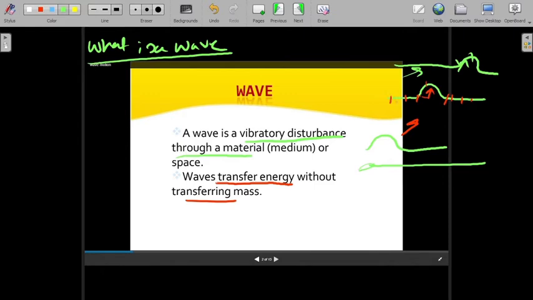So this is the vibratory disturbance through a material. Okay, so this is a material, that is a wire, that is a material. The particles that are present in this material are getting vibrated, following SHM, that is oscillation.